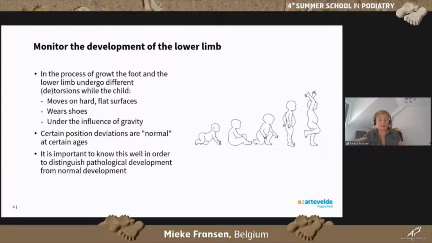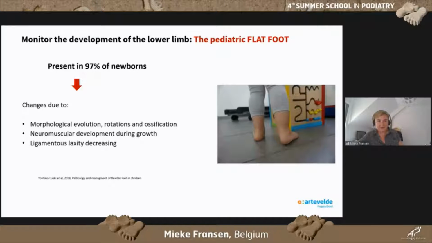X needs at certain ages, and it's abnormal at older ages. So it is important to know this well in order to distinguish pathological development from normal development. But as I said, we'll be discussing the two most common foot problems in children, which are the pediatric flat foot and the in-toeing gait.